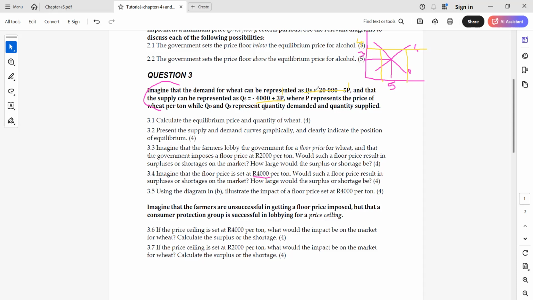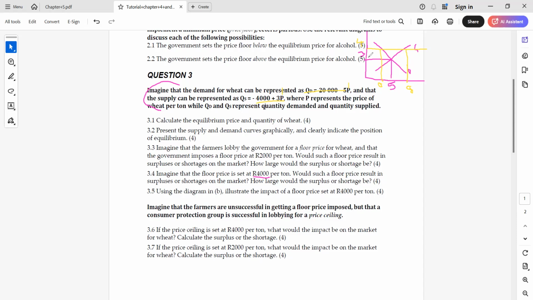Your quantity demanded, you will get 0. So just say this is 0. And then for your quantity supplied, if you put here 4,000, you would get 8,000. So just put 8 here. And then now you have to say, okay, the quantity demanded has decreased from 5 to 0, and the quantity supplied has increased from 5 to 8.